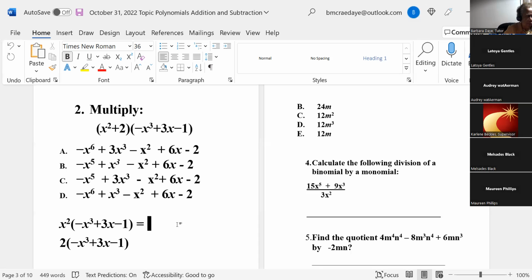You said add them. You told me you add them, but you multiplied. So what is it?